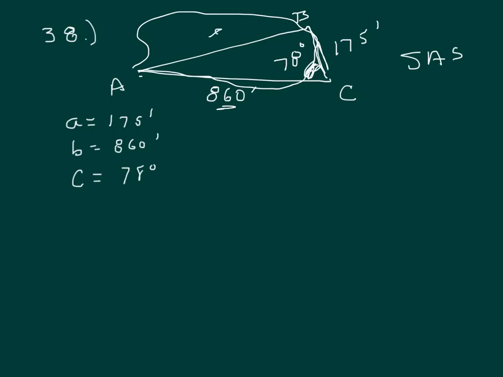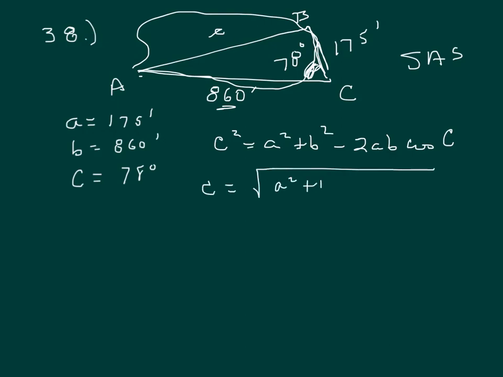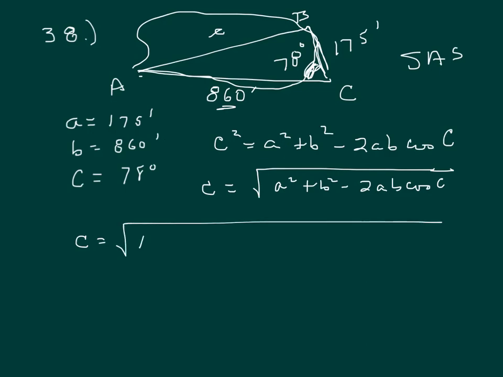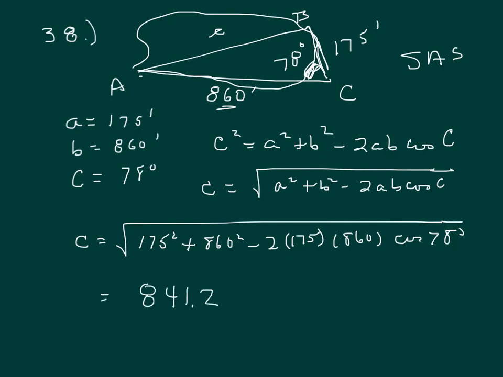Using the law of cosines, this side would be little c. We have c squared is equal to a squared plus b squared minus 2ab times the cosine of C. So c is equal to the square root of a squared plus b squared minus 2ab cosine C. C is equal to the square root of the quantity 175 squared plus 860 squared minus 2 times 175 times 860 times the cosine of 78 degrees. And this would be 841.2 feet.